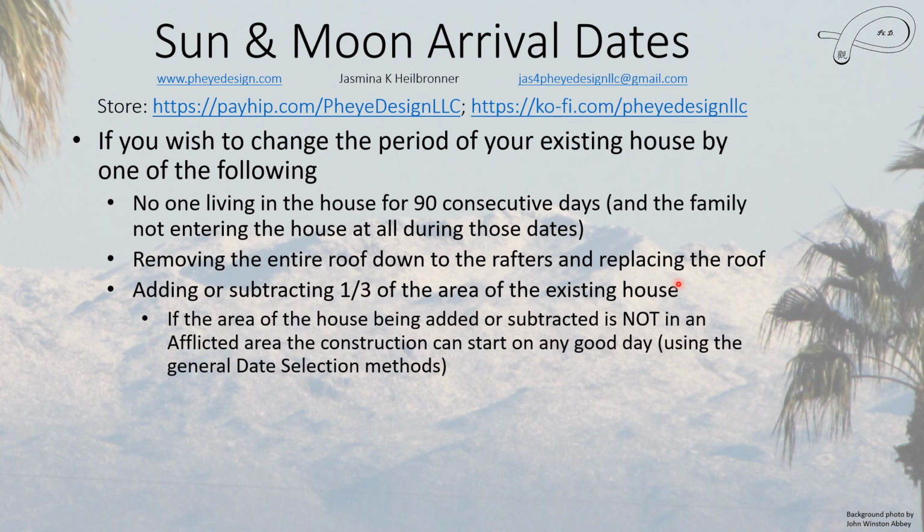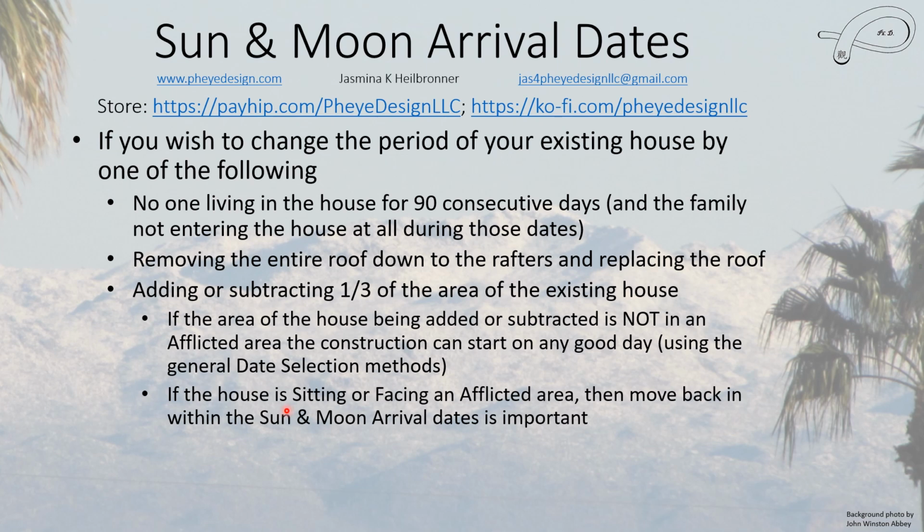Now, here we have to really look at the circumstances. If the area of your house being added or subtracted is not in an afflicted area, the construction can start in any good day using the general date selection methods. You don't have to worry about the sun and moon arrival dates. But if the house is sitting or facing an annual affliction and you move out during the construction, then moving back in should occur in the sun and moon arrival dates so that you're not activating it in any way.